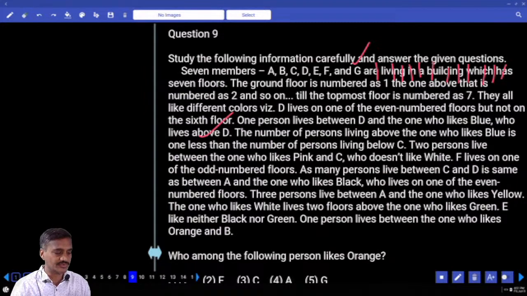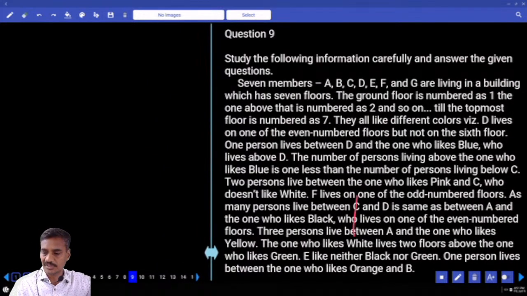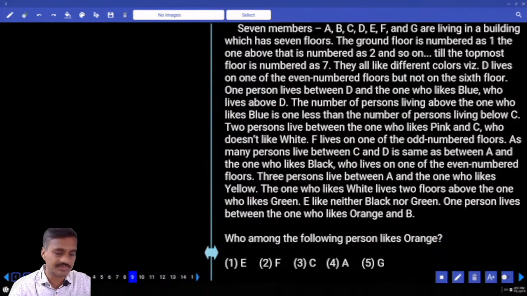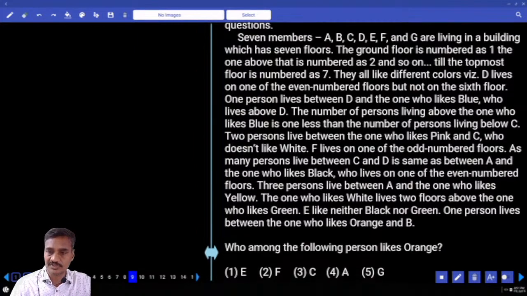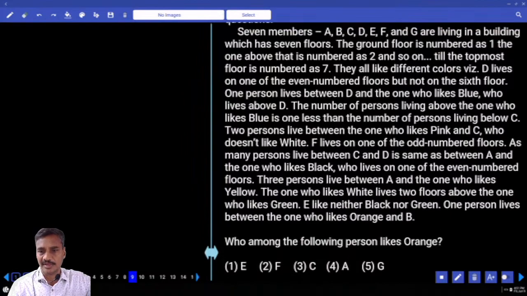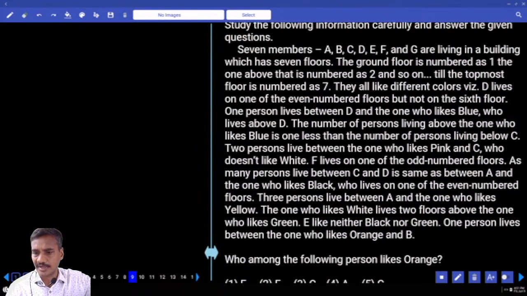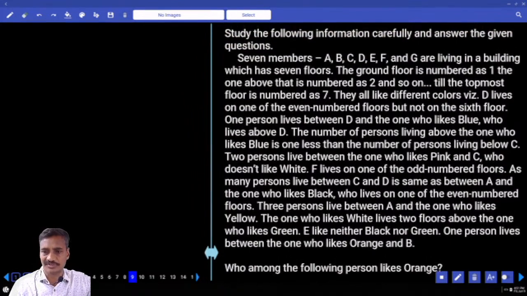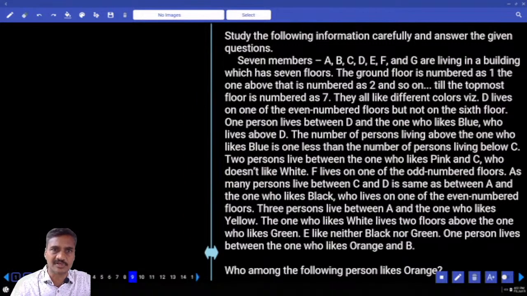The next one, 9th one. Now in this question number 9 to 12, here it is based on floor arrangement. How many persons are there? 7 persons, 7 floors, and there is a parameter added to this one, isn't it? And what is the parameter we have? Each one of them likes different colors, isn't it? They like different colors. Now if a parameter is also added to this one, we have already done one set.